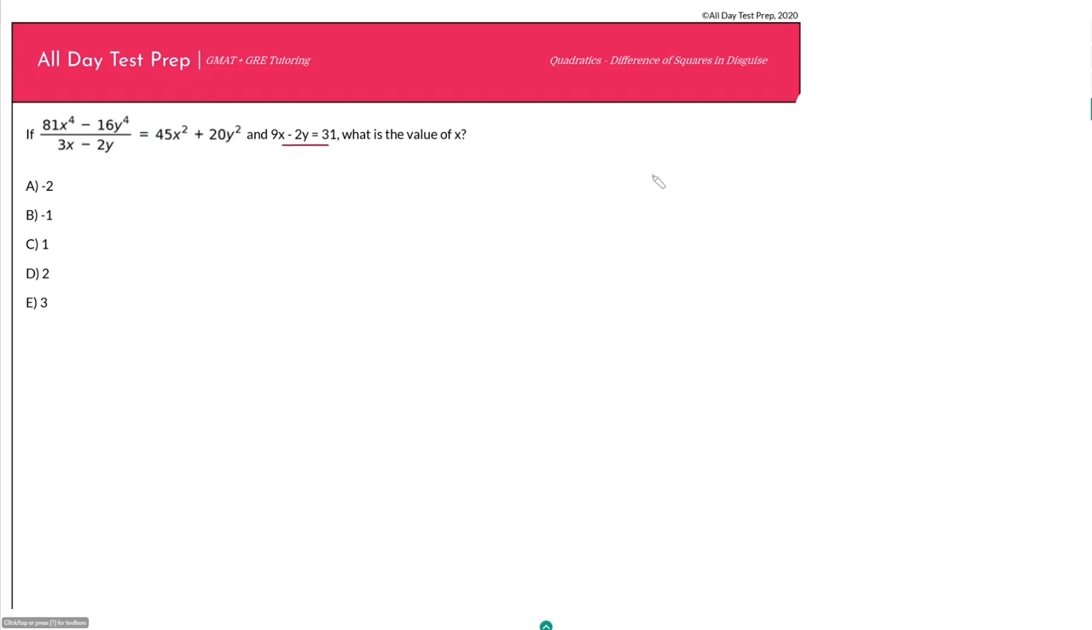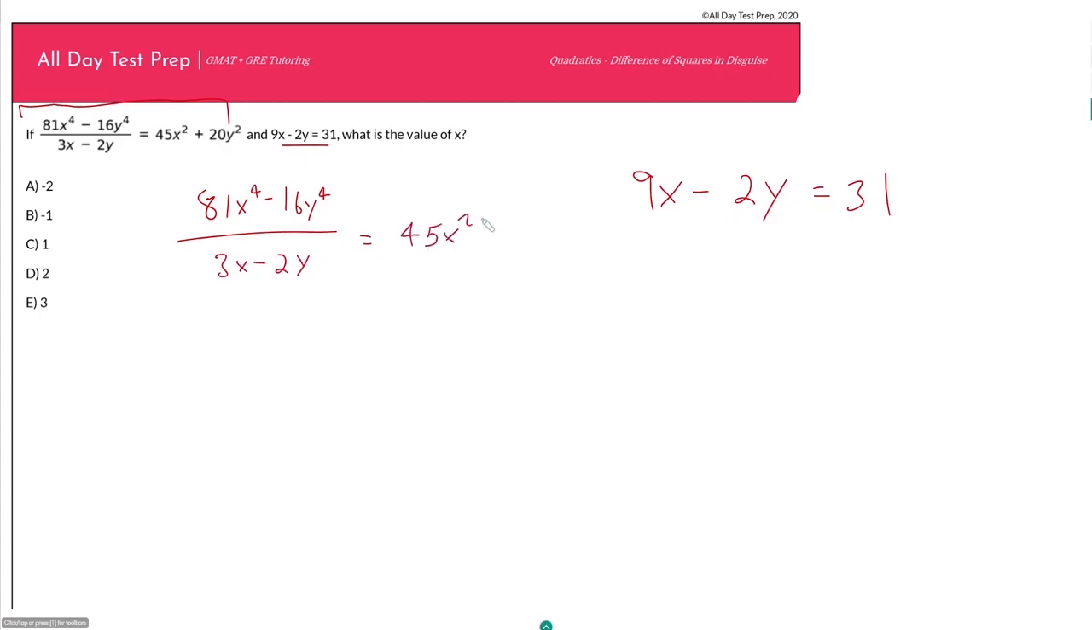Let's start with the easy one first. Do not forget that you have this information: 9x minus 2y is equal to 31, because it looks like the majority of our time is going to be spent with this one here. You don't want to forget that you have it. So this says 81x to the fourth minus 16y to the fourth all over 3x minus 2y is equal to 45x squared plus 20y squared.